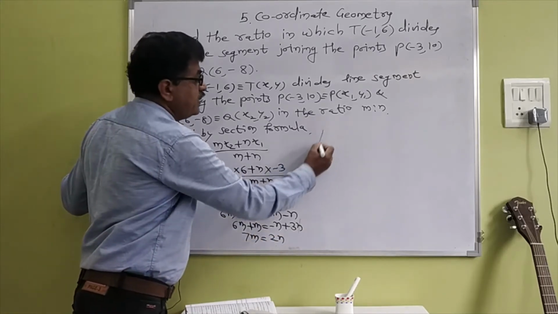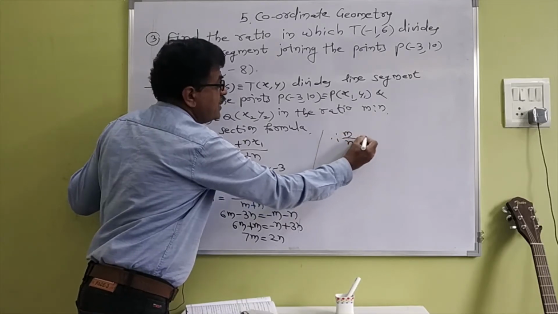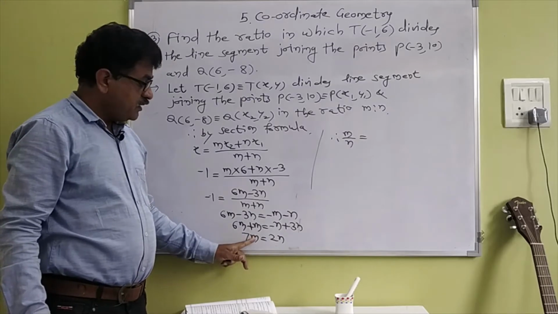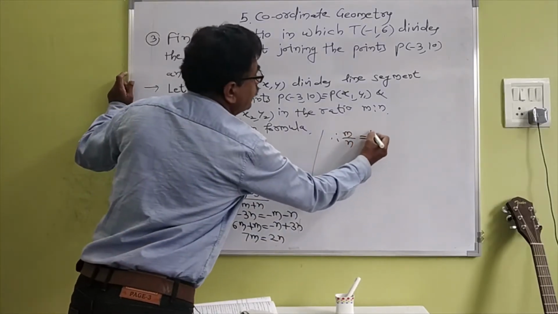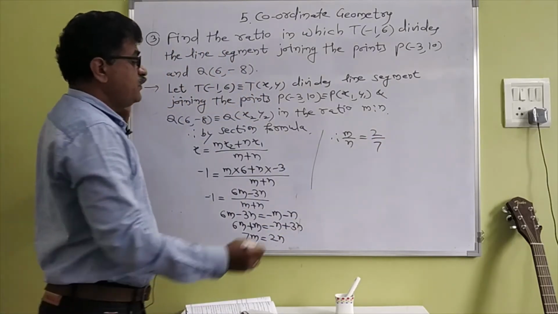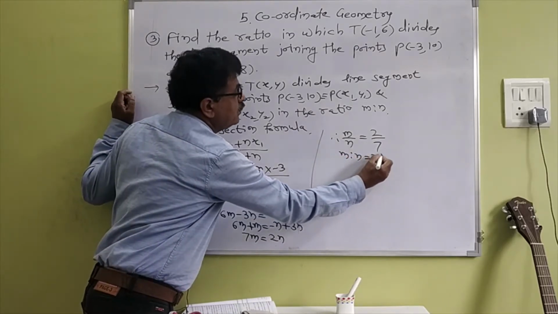We have to find the ratio m is to n. Therefore m upon n is equal to, now what is the value of m upon n? m upon n is equal to 2 upon 7. Therefore m is to n is equal to 2 is to 7.